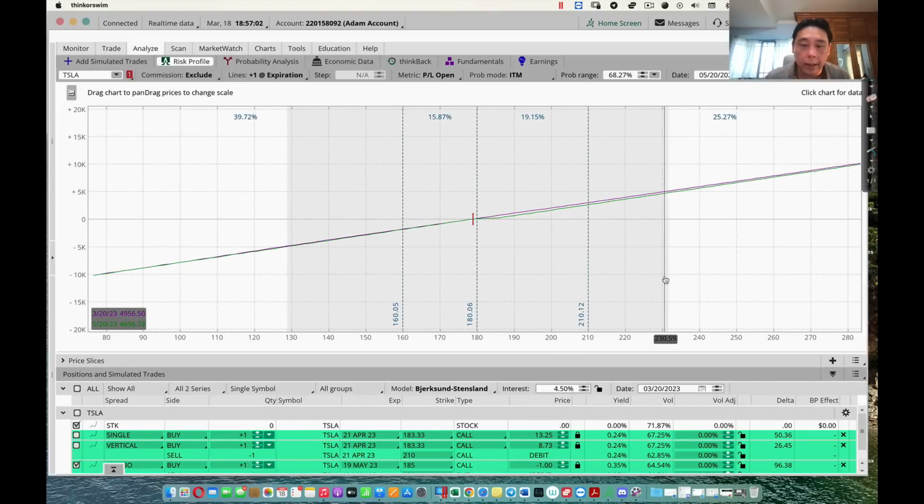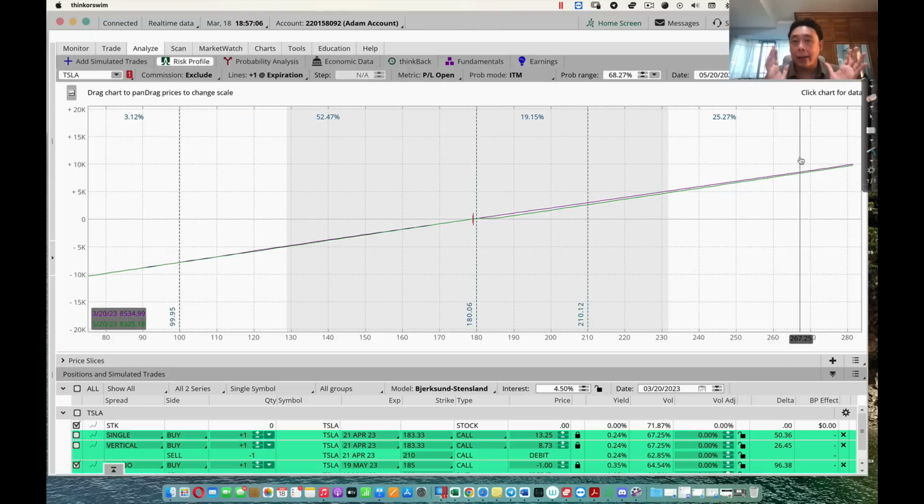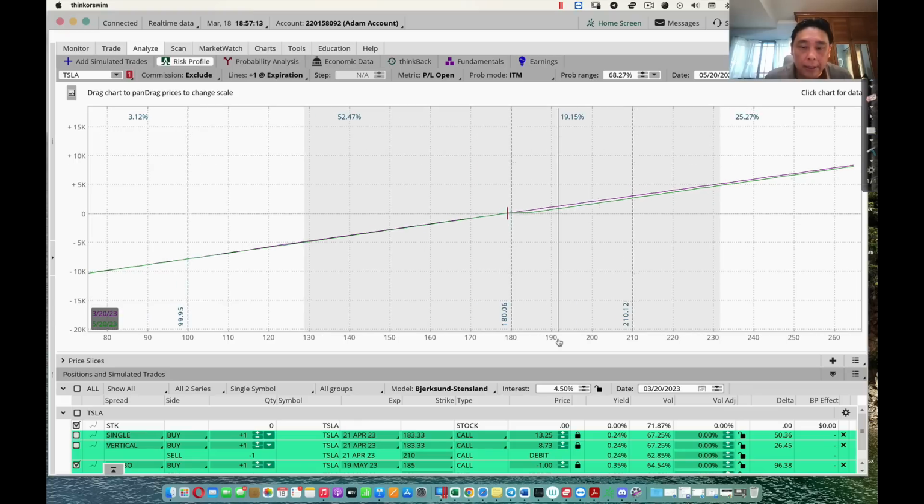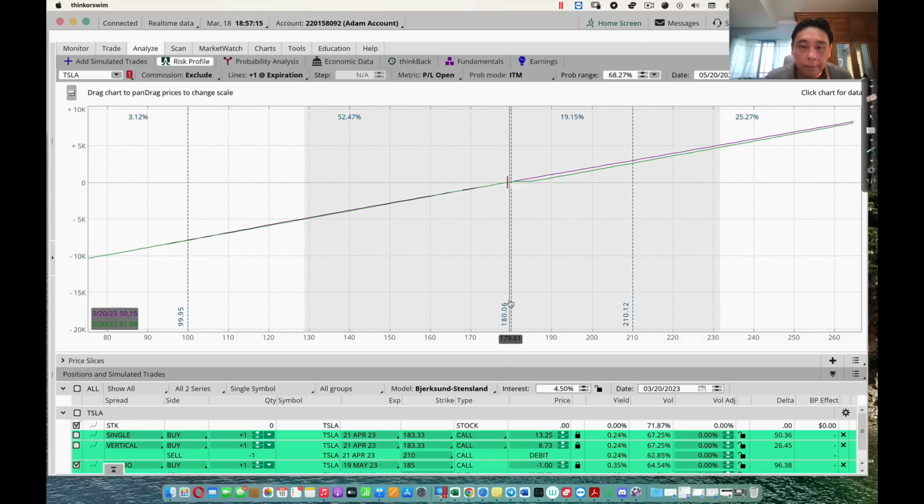So you can see that this is a straight line profit and loss graph, which is exactly the same as you buying 100 shares. No difference, okay? So again, you can see that right now, Tesla's at 180, okay? Now, what if Tesla drops to 160?